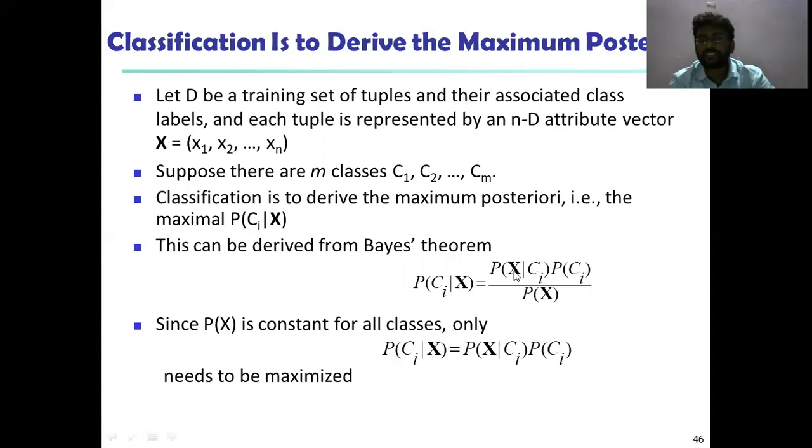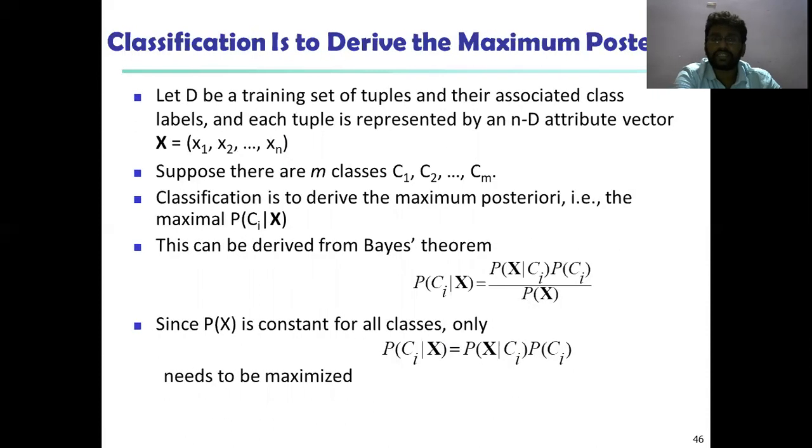Since P of X is a constant for all the classes, only P of Ci given X is proportional to P of X given Ci times P of Ci. So we need to maximize the posterior value. Then you get the maximum posterior value for the class from the training data set.